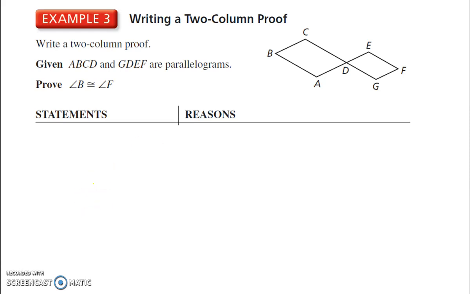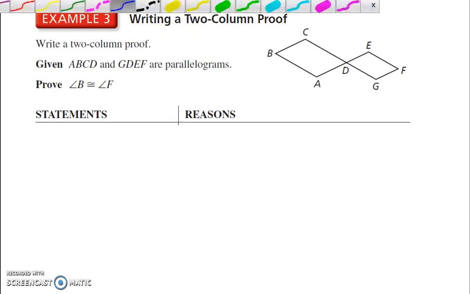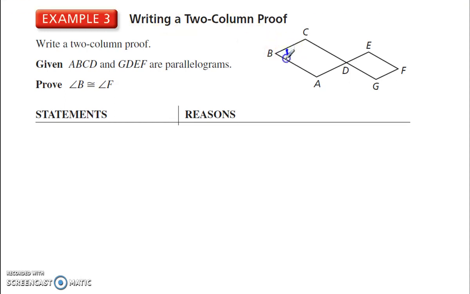Here we go. I know you love writing proofs. So, given that ABCD and GDEF are parallelograms, prove that angle B, that's this angle right up here, must be congruent to angle F. Okay, how are we going to prove that? Well, it's very simple here. We know in a parallelogram, and they are parallelograms, so that's what's given. This is what we're going to do.